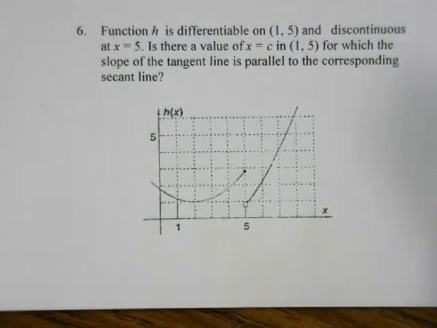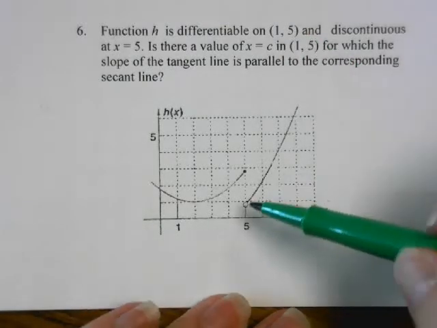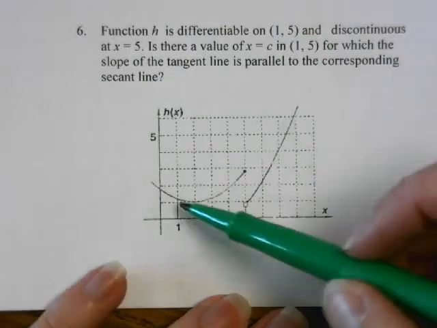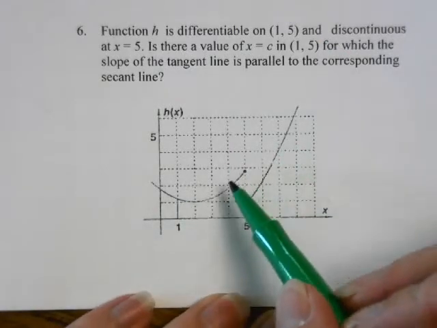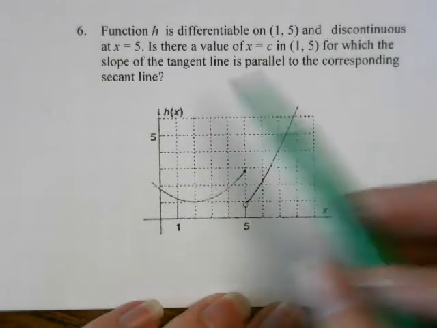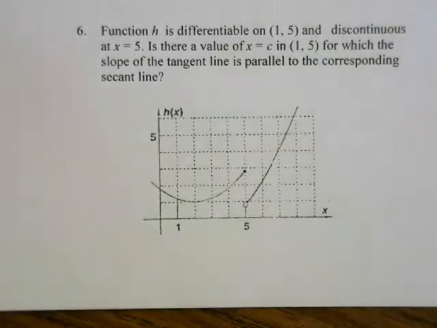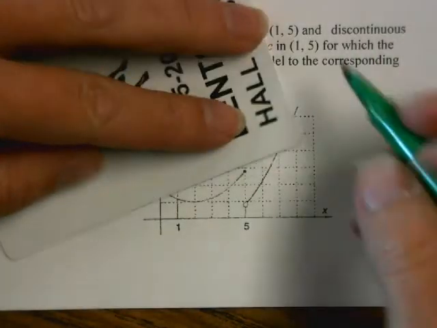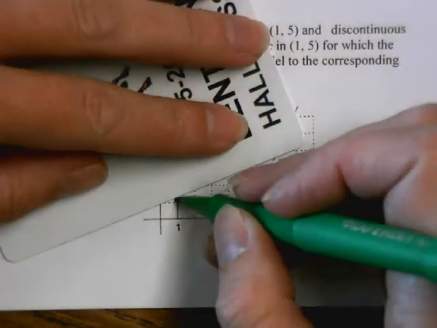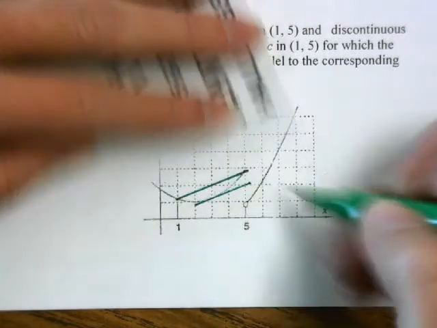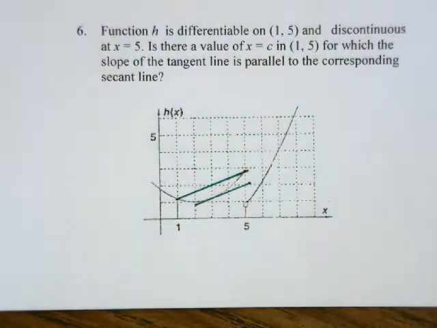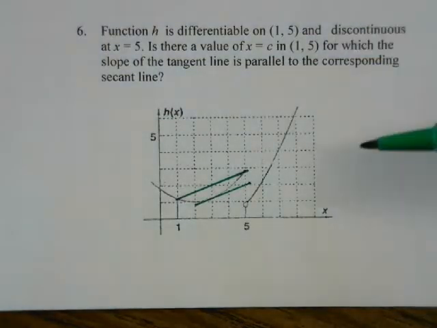So we're looking at the same graph, but now rather than 5 to 8, we're going to look from 1 to 5. It is differentiable on the open interval. It is not continuous. It's discontinuous at 5. But we're going to look to see if the conclusion is met. So yep, there's a line here where the slope of the secant line equals the slope of the tangent line.